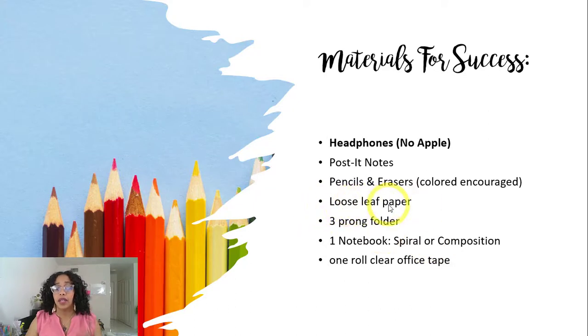Loose leaf paper, that's not that important. I have those, but the 3-prong folder, office tape, and their notebook, super important. The office tape, I need them to have it because oftentimes I will give them something to tape into their notebook as a reference or a tool that they can use to help in their learning. So these things are important for that reason.